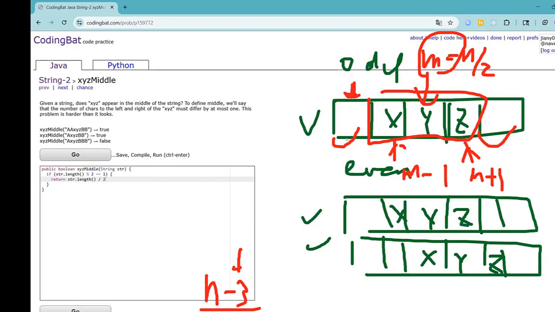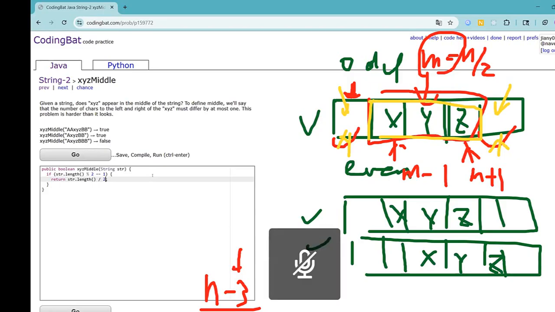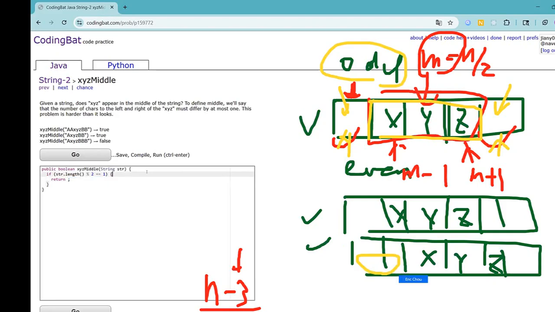We just care about whether the middle three is XYZ or not. We don't care how long this one is. We don't care how long this one is. I don't get why you need to calculate how long this one is. Because right here, this is odd. If it is even, these two sides may be totally different. I don't know how you are going to calculate that. That doesn't actually solve the problem. It makes things more complicated.